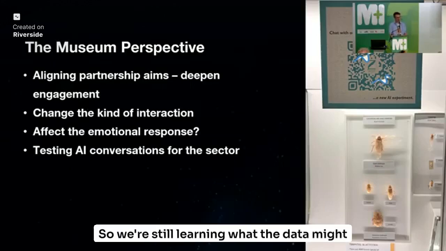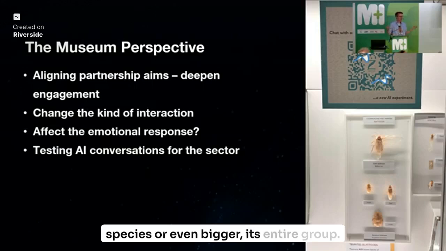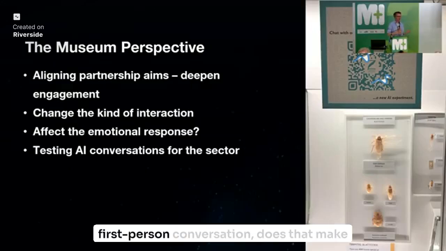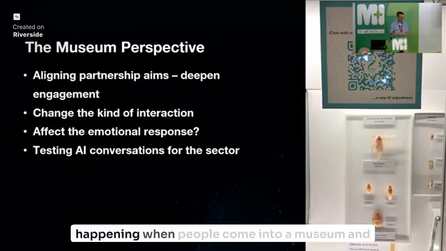So we're still learning what the data might tell us, but some of the things that I think are quite interesting, seeing what is coming out of it already, is that when we put something on display in a natural history museum, we're asking that specimen to represent its entire species, or even bigger, its entire group. That dodo is not just the individual dodo, but it's also all dodos that have ever lived, or in fact, all extinct animals or all animals from Mauritius. And when you talk to an object in a first-person conversation, does that make visitors see that animal as an individual?